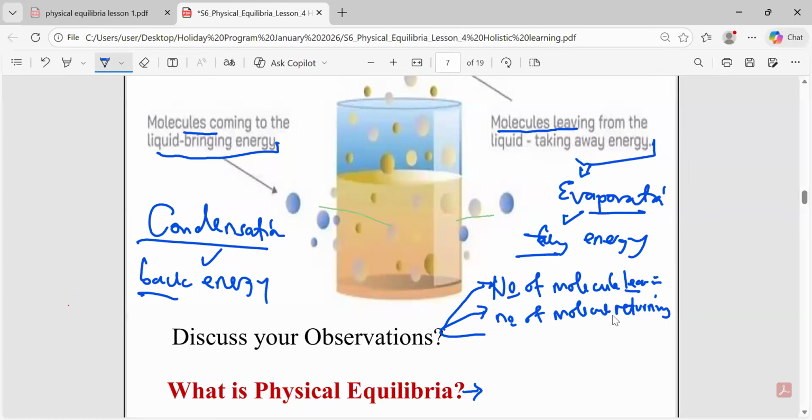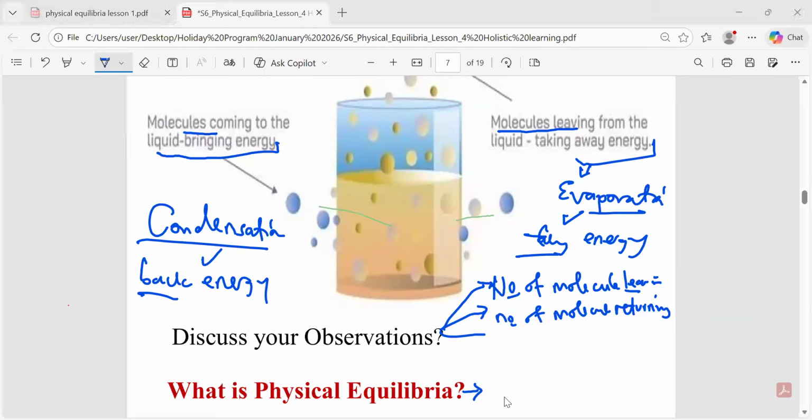That is when the other lady was asking about changing the conditions outside. If we change them, these ones are also going to change. But we are saying that if the conditions don't change and we leave the system the way it is, the number of molecules leaving is equal to the number of molecules returning. Okay, so in this case, do you think we can generate the definition of physical equilibria from what we have already discussed? What can we explain as physical equilibria? By show of hand.